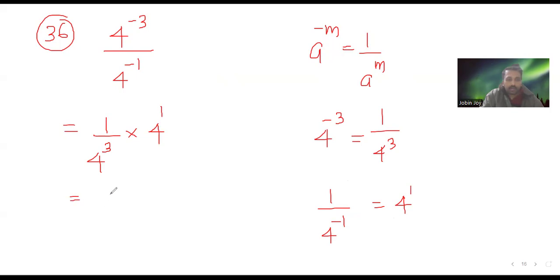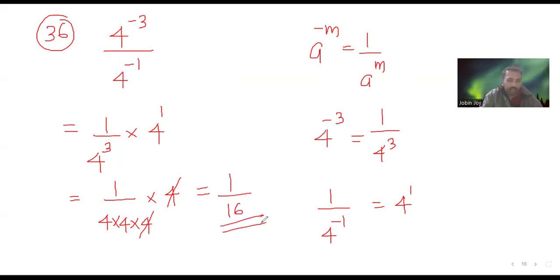So this will be equal to 1 by 4 raised to 3, which is 4 into 4 into 4, into 4 raised to 1, which is 4. I can cancel these two 4s. So the final answer is 1 by 16. So the final answer is 1 by 4 square, or 1 by 16 is the answer.